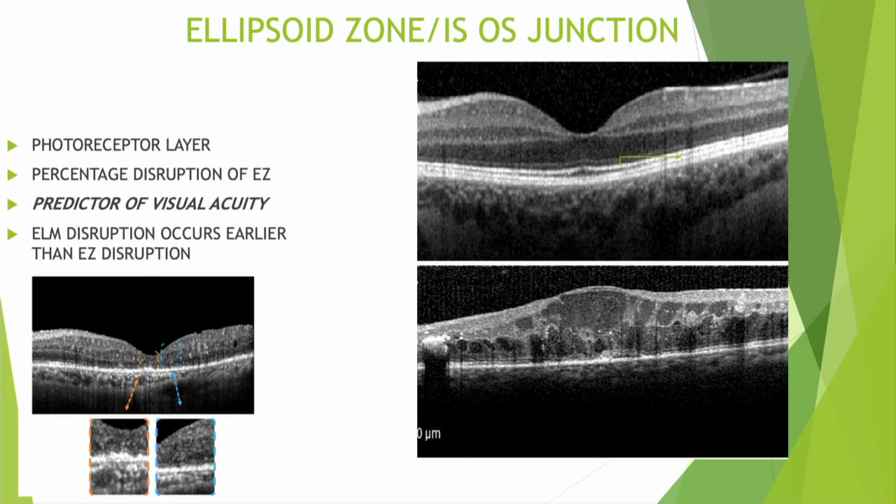So the ellipsoid zone is nothing but the photoreceptor layer, and percentage disruption of the ellipsoid zone has got prognostic significance. And therefore, patients with a disrupted ellipsoid zone have poor visual acuity, and on a timeline, the ELM disruptions occur earlier than the ellipsoid zone disruption.